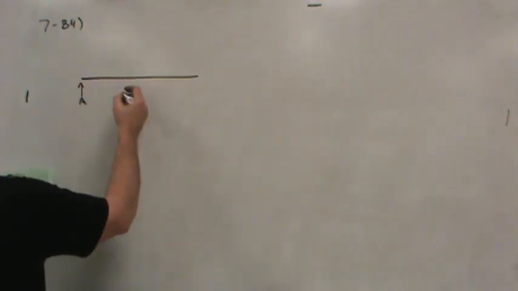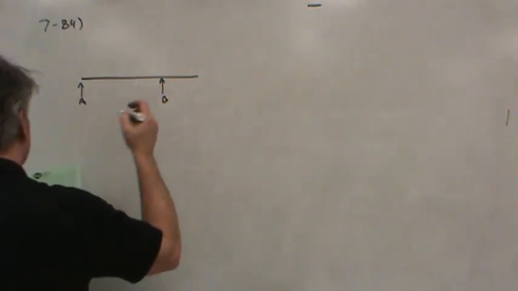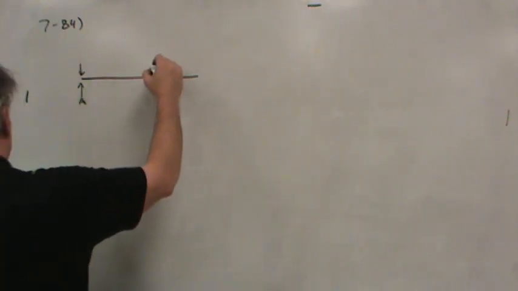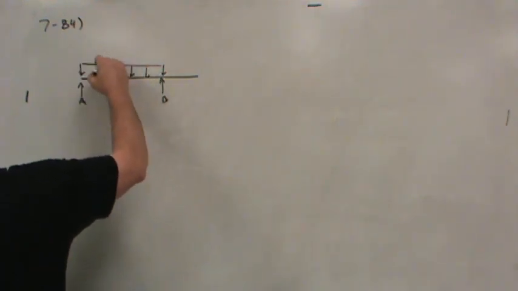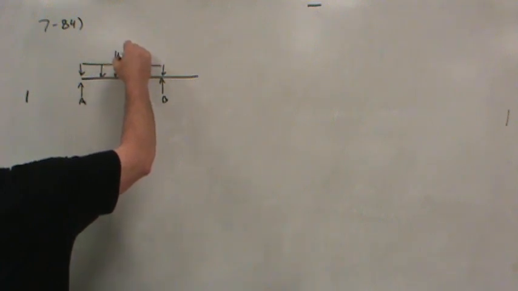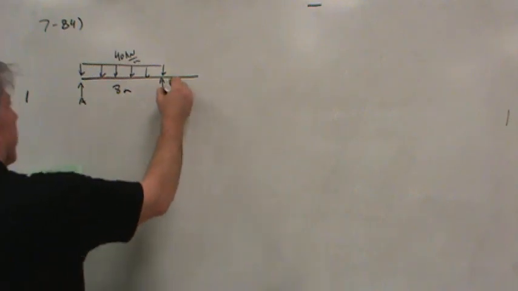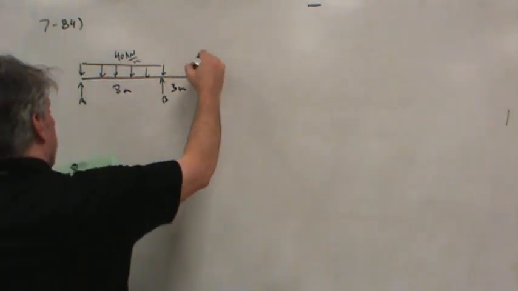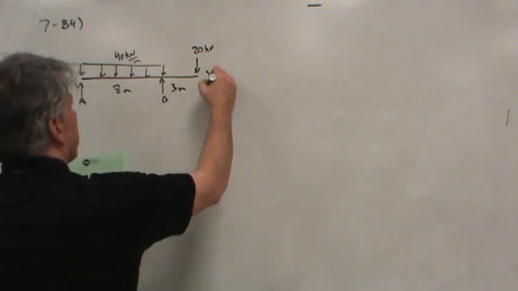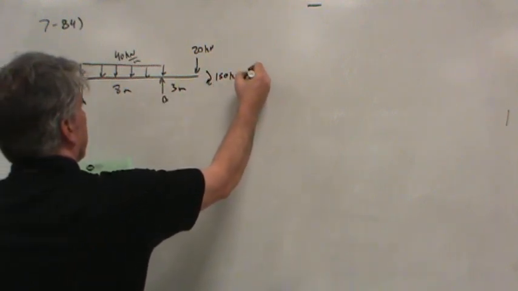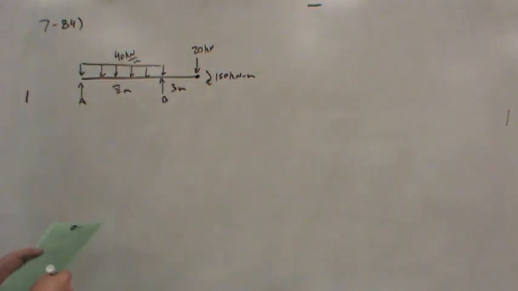There's a simple support at A and B. Of course, part of the beam is cantilevered off or just continues past the support. There's a distributed load between A and B, magnitude 40 kilonewtons per meter, that occurs over an 8-meter span between A and B. There are 3 meters more sticking out at the end with a 20 kilonewton point load, and finally a 150 kilonewton meter moment applied at the end point.